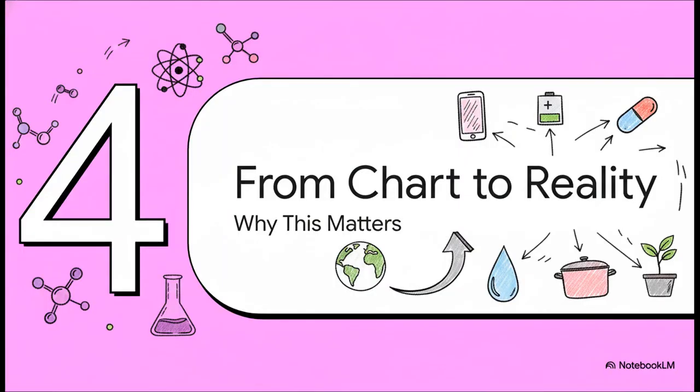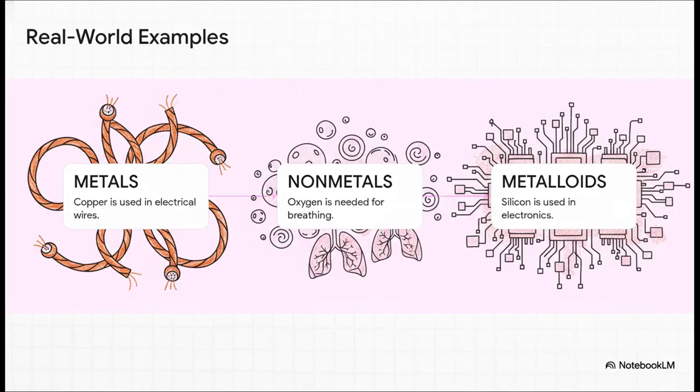So, okay, we've got this amazing, beautifully organized chart, but what's the point? Why does understanding this elemental map actually matter in the real world? Well, it turns out it's kind of everything. Seriously, just think about it for a second. Metals, like copper, they form the literal backbone of our entire electrical grid. Nonmetals, like oxygen, they are the reason we can take our very next breath. And what about those metalloids from the border town? Well, silicon is the beating heart of every single computer chip that powers our modern world.